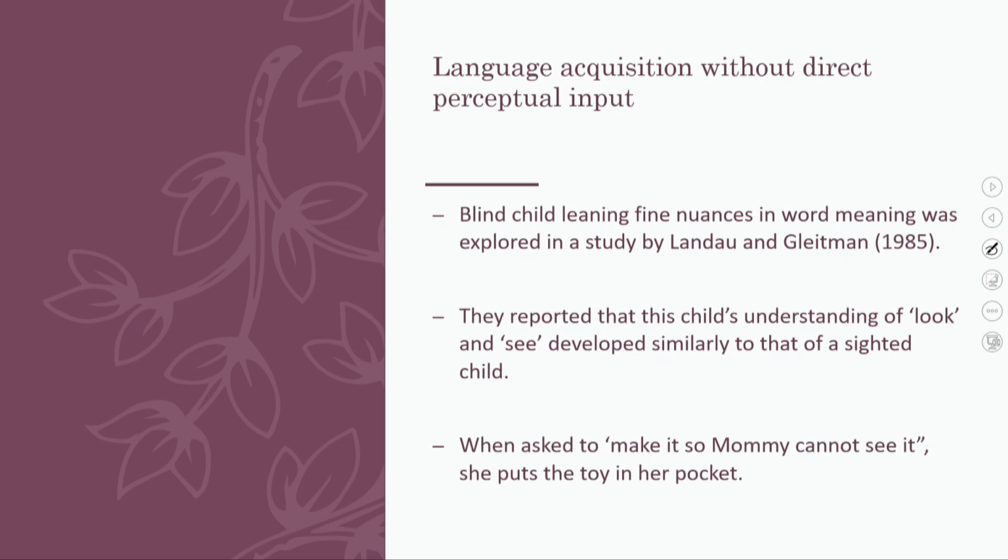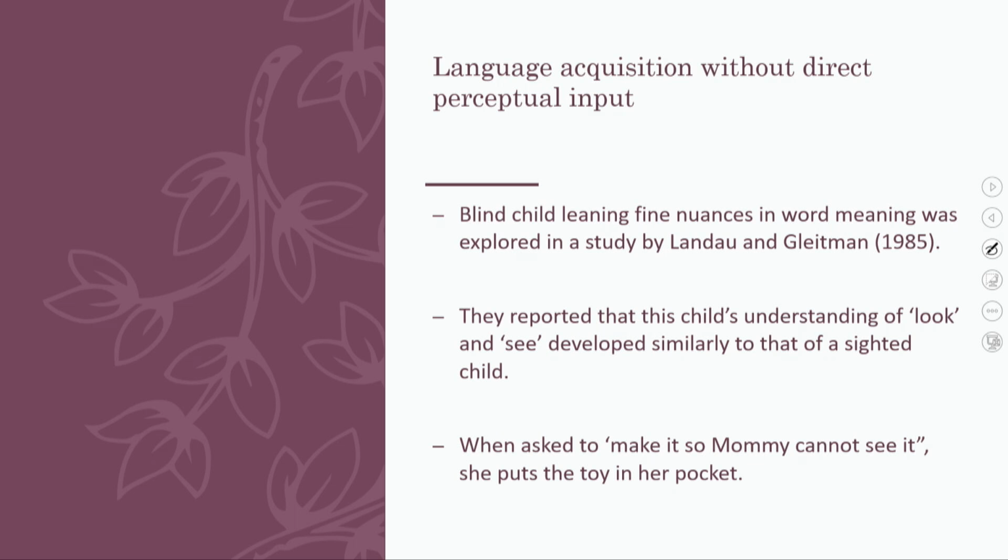So, a blind child learning fine nuances in word meaning was explored in the study by Landau and Gleitman, 1985. They reported that the child's understanding of look and see developed similarly to that of a sighted child. What is happening here is the perception verbs, various kinds of. Perception, as in how your senses perceive a particular thing, is dependent on your sensory input. Now, based on that, languages have different kinds of vocabulary in that domain.